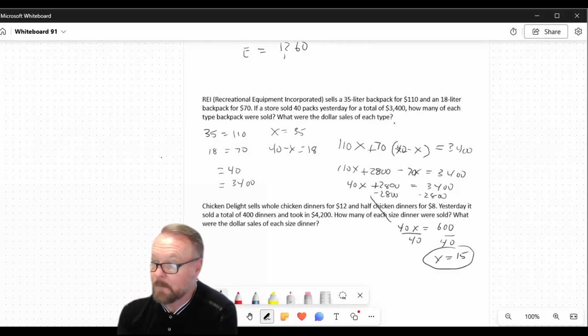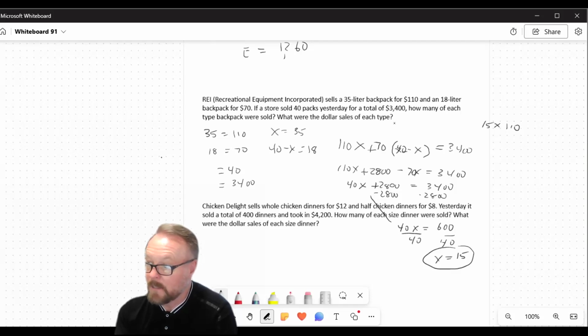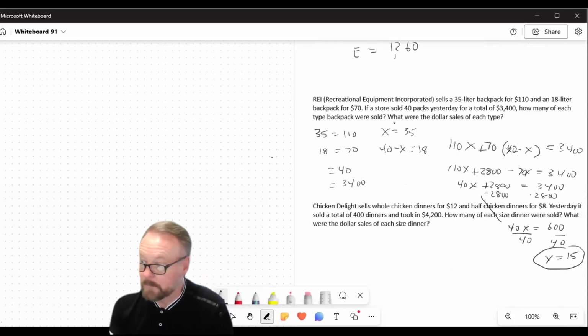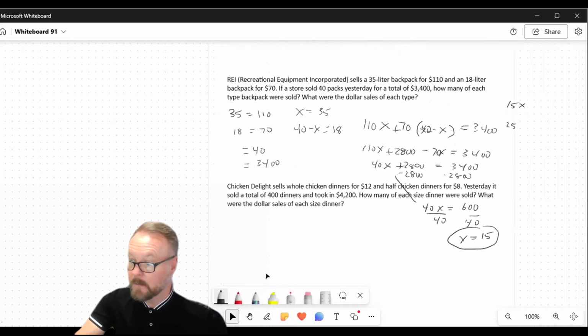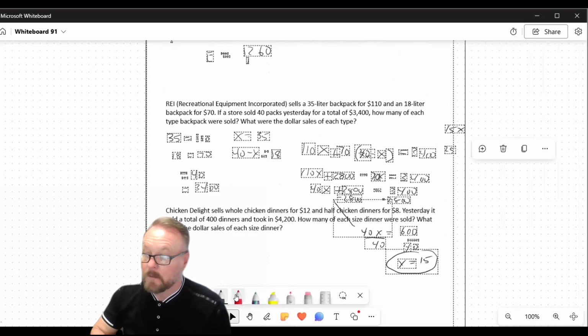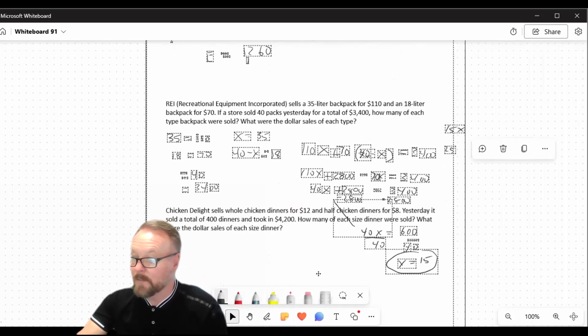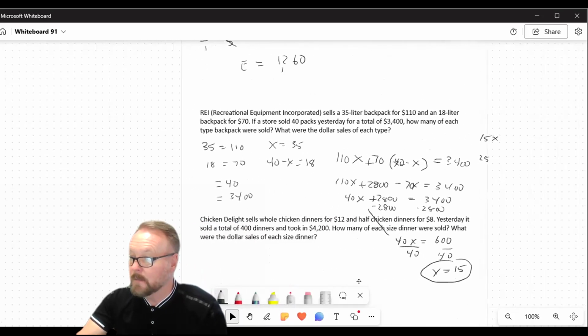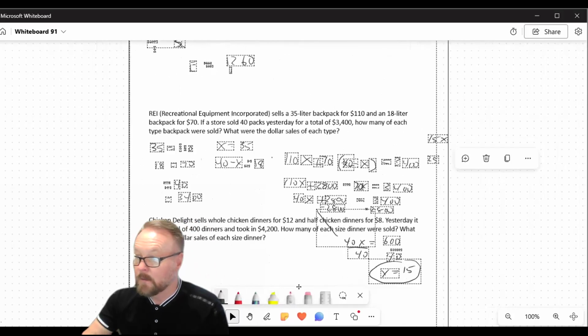So how much money did we make? I think you guys can see it if I go over here to the right. So let's say there was 15 times $110, and then everything 15 is minus 40 is 25 at $70. Right? That was the 18 liter. Oop, bad. Sorry, and I lost that. Let's see if I can find it. Oh, it's gone. All right, no worries.